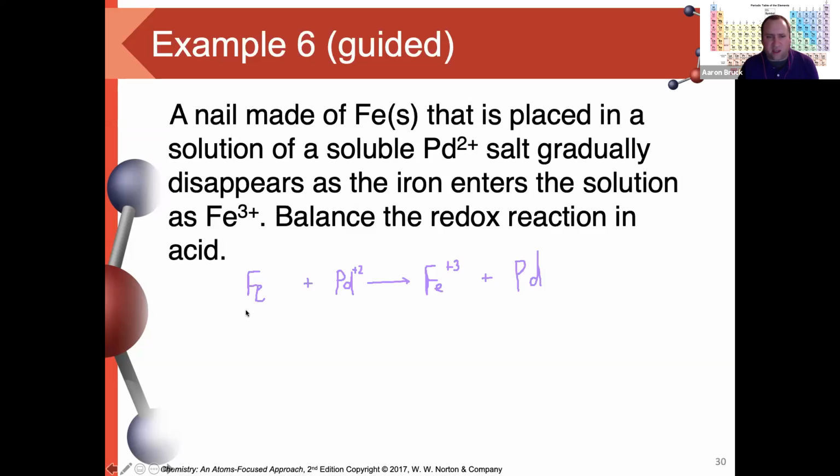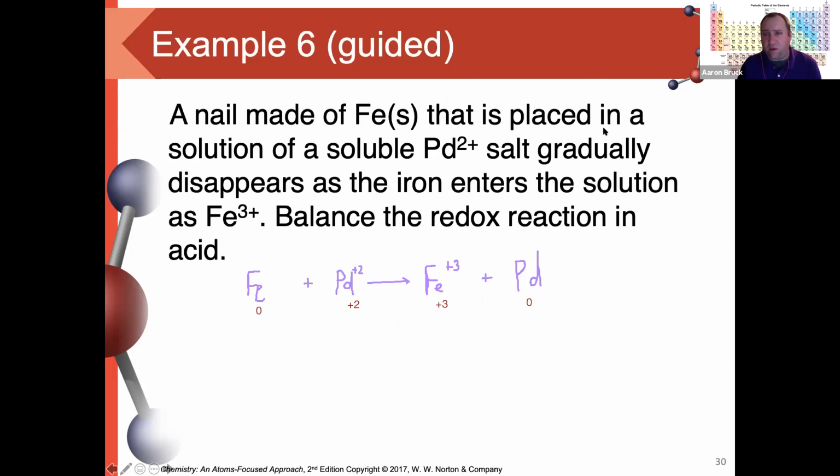So now that I've got my skeleton reaction, my first step is going to be setting up my oxidation numbers. So I've got iron here. Iron is in an elemental state, so its number is 0. Palladium is a monatomic ion, so its number is its charge. Same with the iron. This palladium is in an elemental state, so it is a 0 state. I've now assigned all of the oxidation numbers.